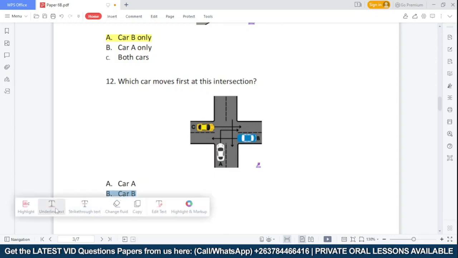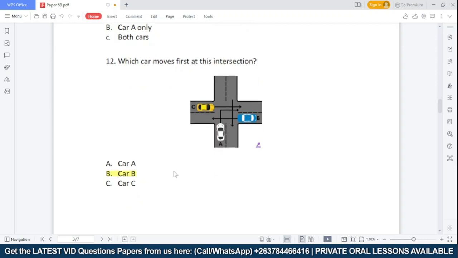Car B, right? So just to understand more on this intersection, which car goes second and which car goes last. If car B goes first, then it is followed by car C. Why? Because of rule number 3, which says that cars in the same lane move at the same time. So when car B moves, then car C will take advantage and also move at the same time. Then lastly, it's going to be car A. So if this question says which car will be the last to move, it is going to be car A.